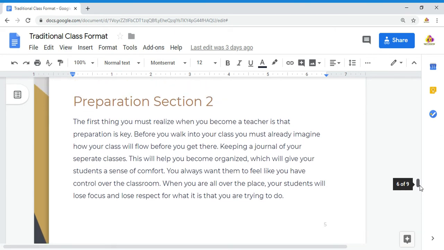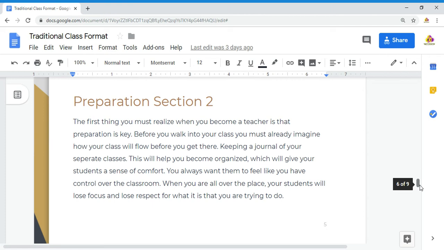Section 2. Preparation. Understand that preparation is number one when being a teacher. Why?